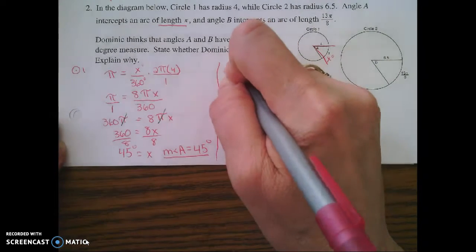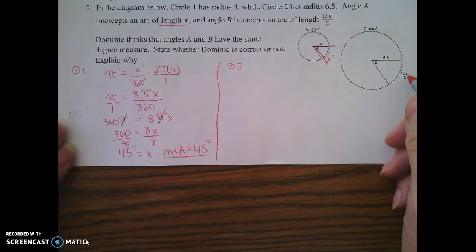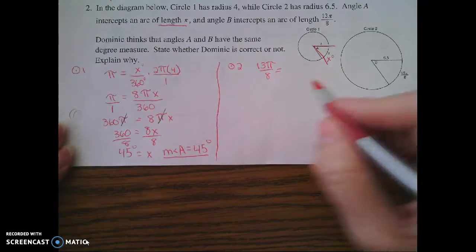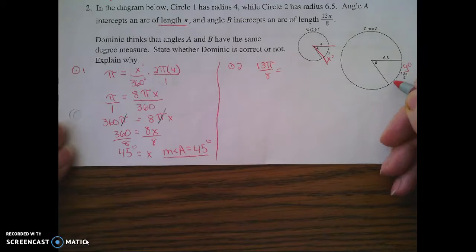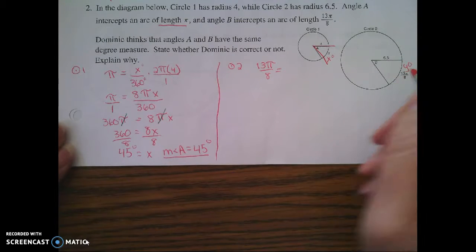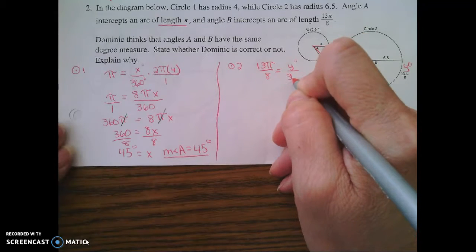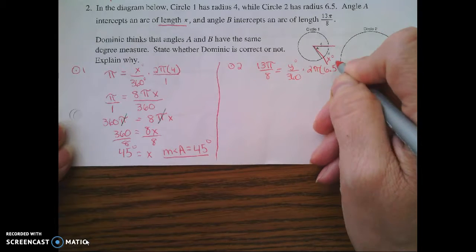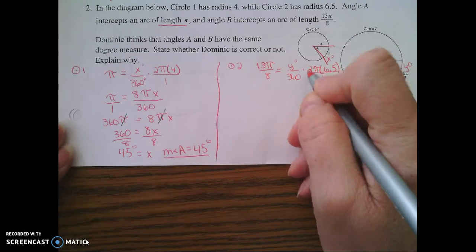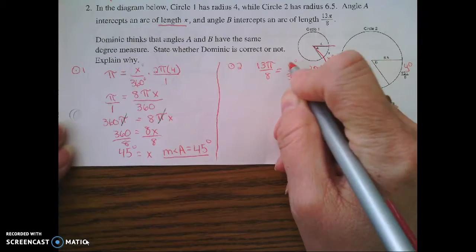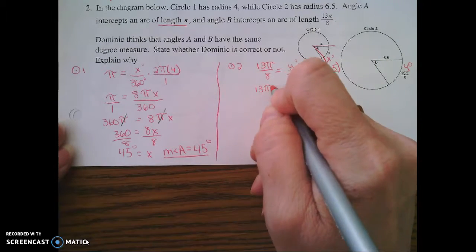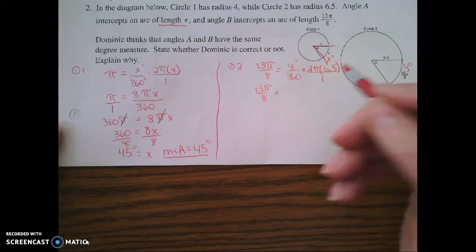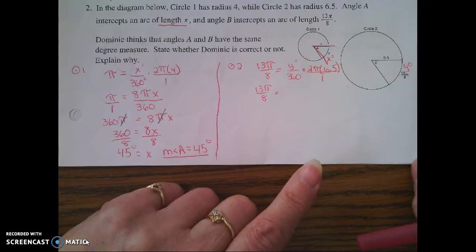All right, now we are going to do the same thing with circle 2. So we're going to take the arc length, 13 pi over 8, and that is going to equal, now I'm going to call the measure of this arc in degrees, y degrees over 360 times 2 times pi times the radius, which is 6.5. So again, I'm multiplying two fractions. So you multiply numerators. So I'm just going to be doing y times 2 times pi times 6.5.